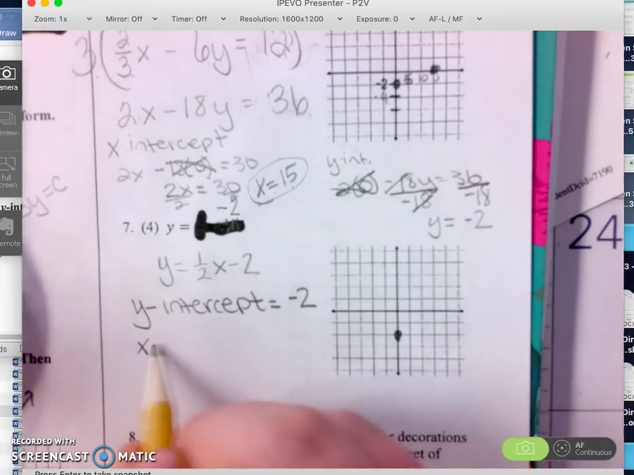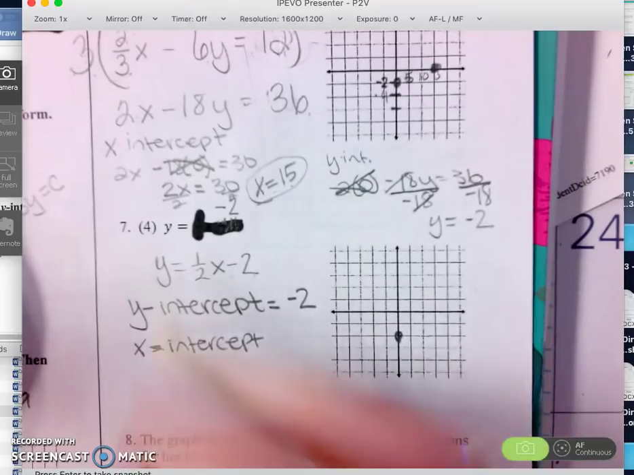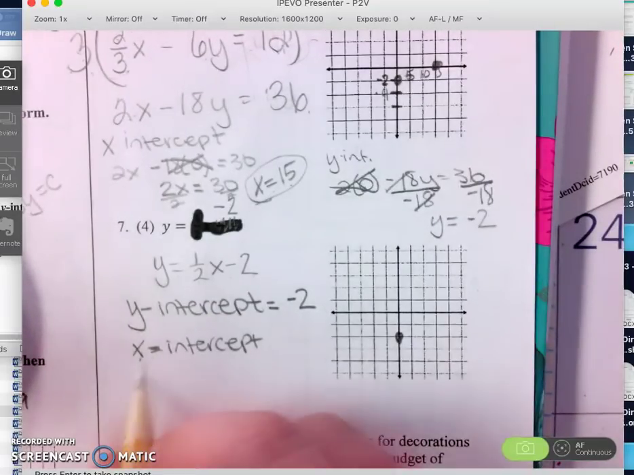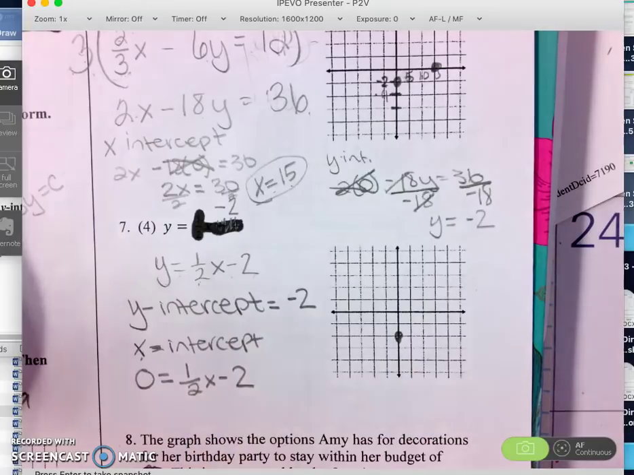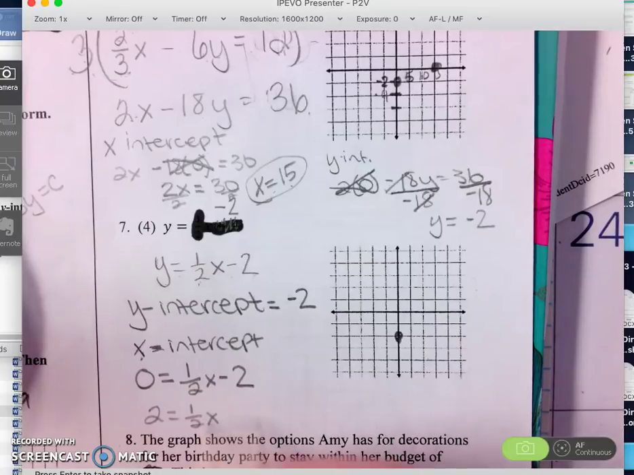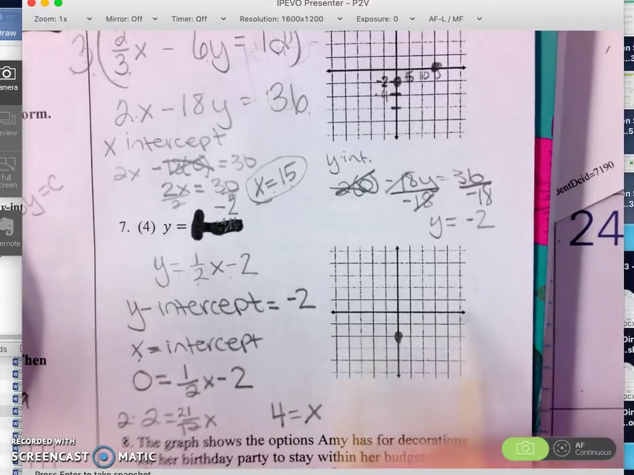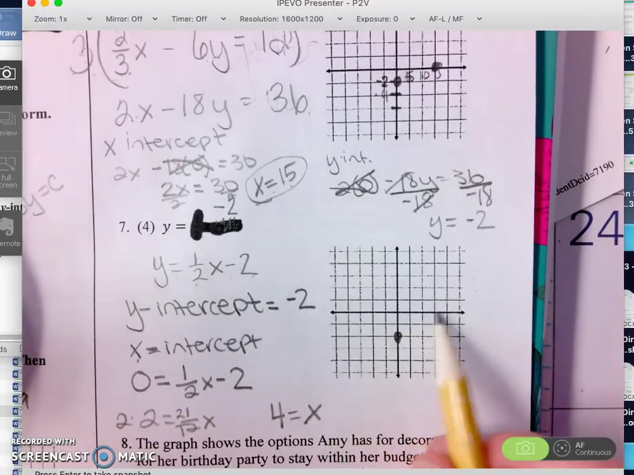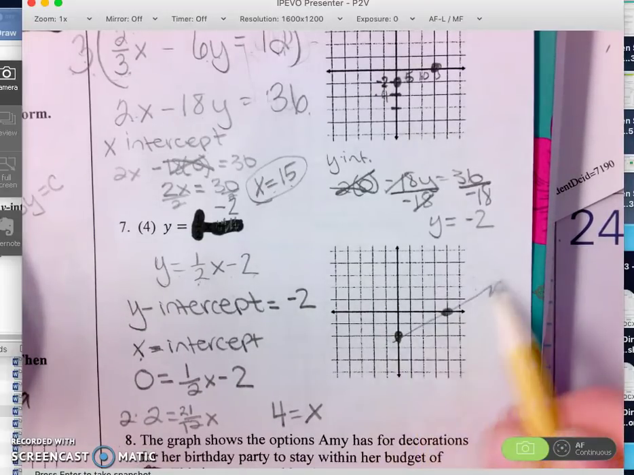Okay, x-intercept. You need to do the math out. To find the x-intercept, you replace the y with 0. So 1/2 x minus 2. I'm going to add 2 to both sides, so I have 2 equals 1/2 x. Multiply both sides by 2 over 1, or 2. So 4 is equal to my x. So on my x-axis, I'm going to go 1, 2, 3, 4. And then I have 2 lines. Okay.